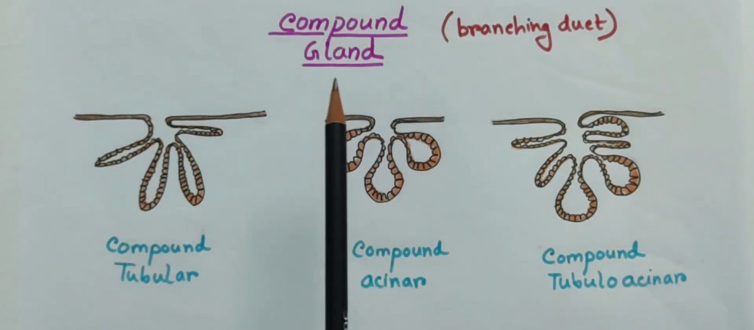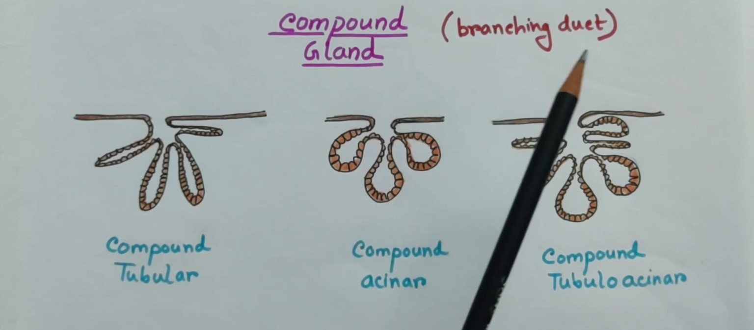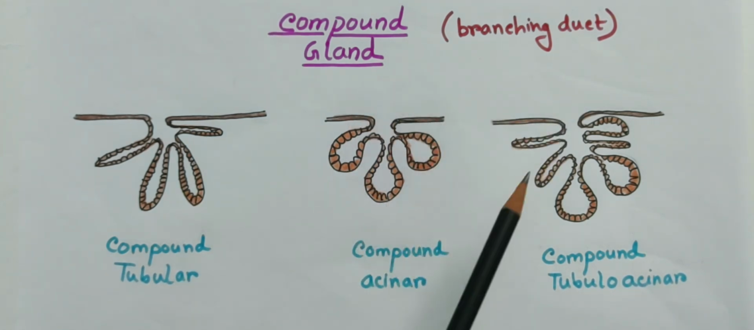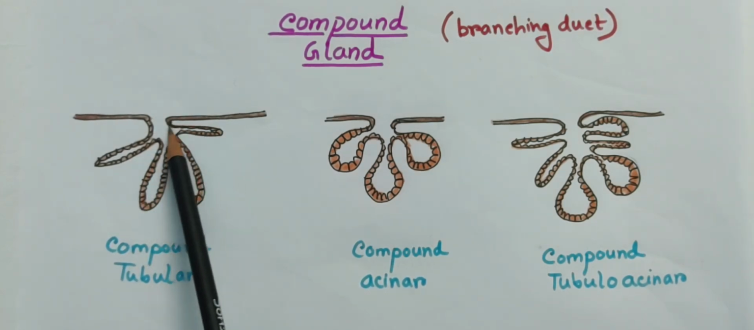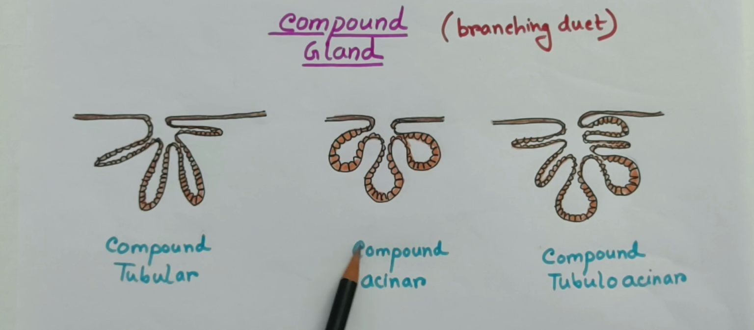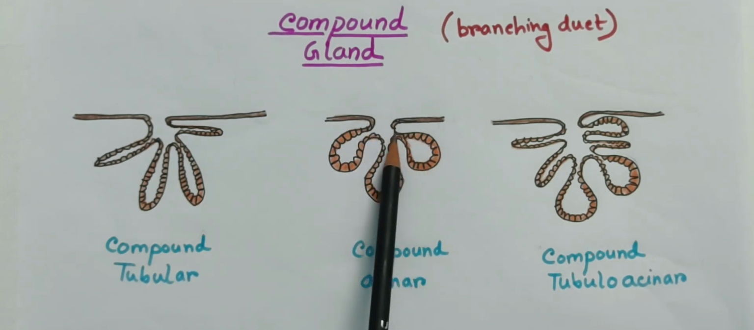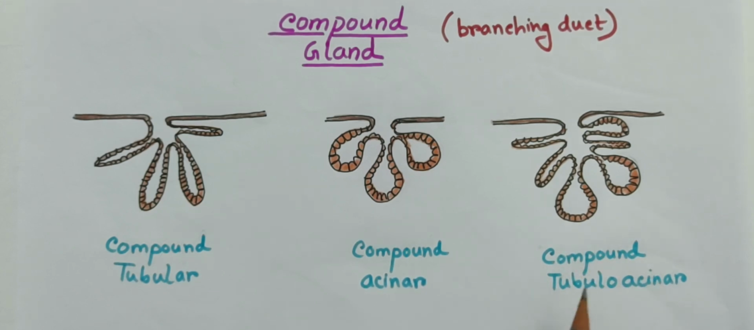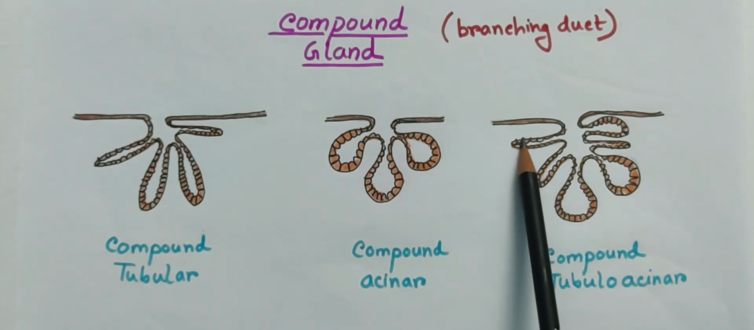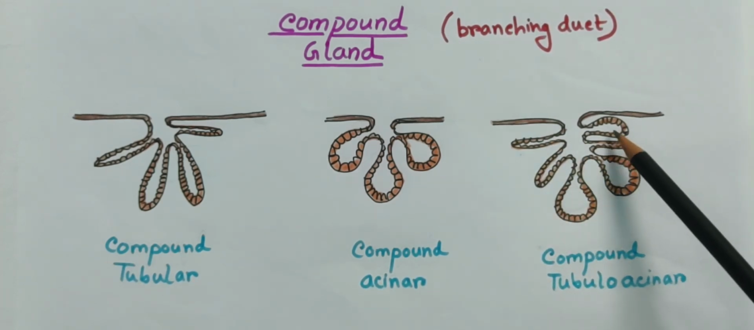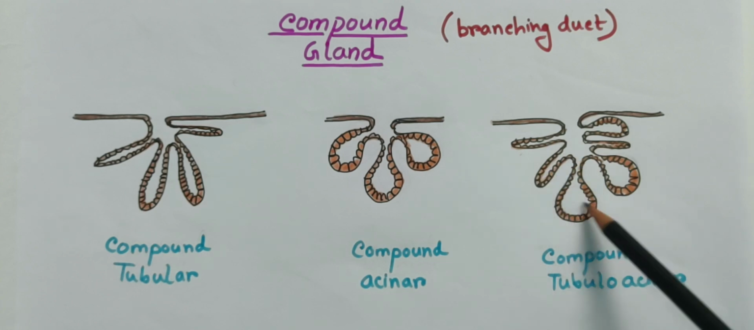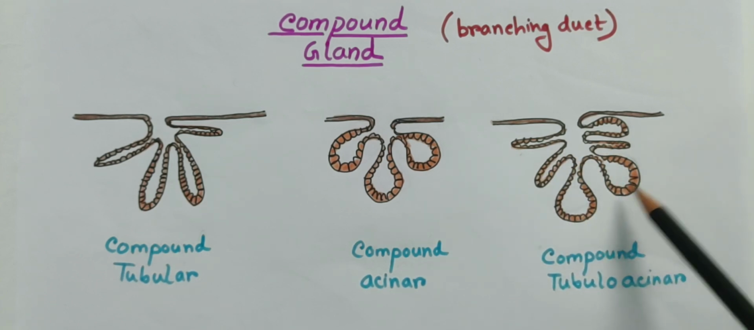Now this is the compound gland, that is, with a branching duct. It is of three types. Compound tubular, where the tubule forms a branching pattern. Compound acinar, the acinar structure but forming branches. And the compound tubuloacinar, because here some glands are tubular and some are acinar. Both types, acinar and tubular, are here. That's why this type is called compound tubuloacinar.